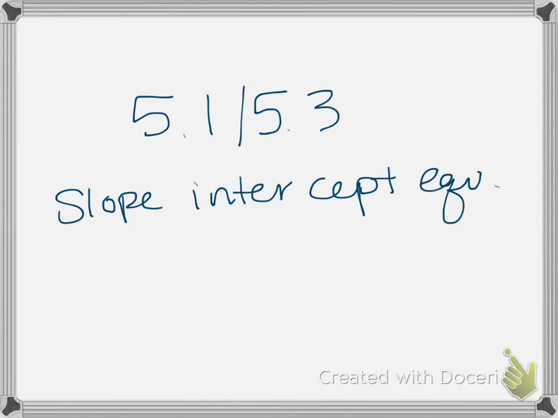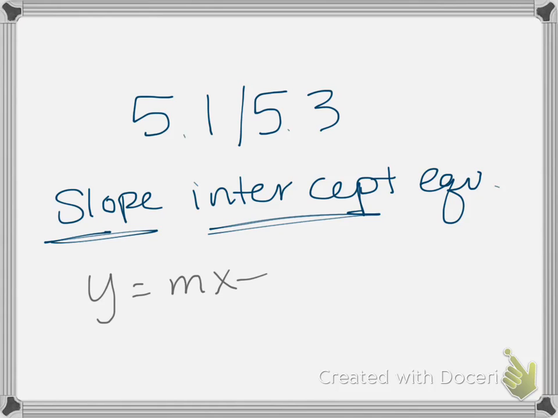So this video is going to be 5.1 and 5.3, so I'm going to be introducing slope-intercept form, okay? So when I'm talking about slope-intercept form, I'm talking about a slope and an intercept, specifically a y-intercept. So these equations are going to look like something very similar to what you guys already know. So it's going to be y equals mx plus b.